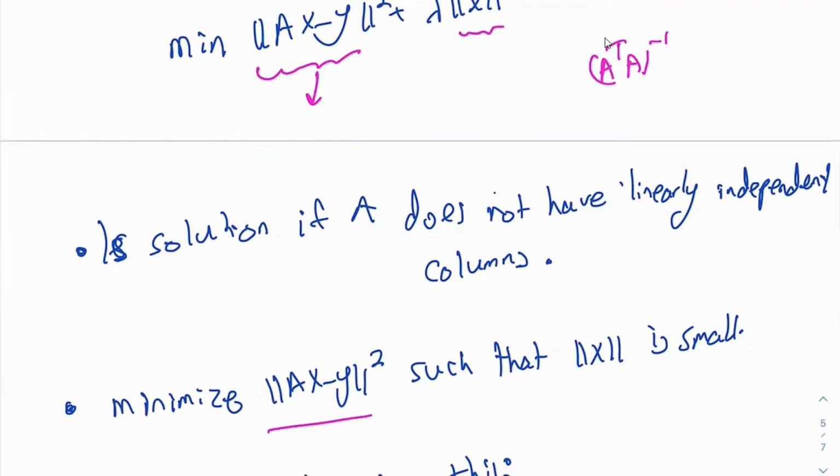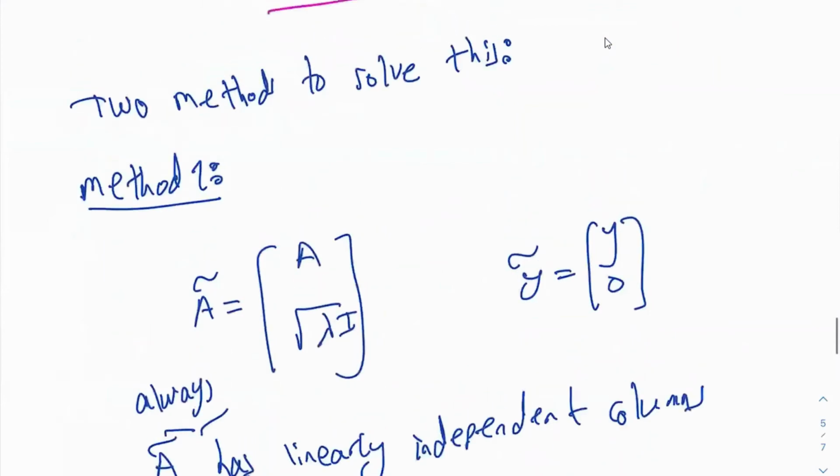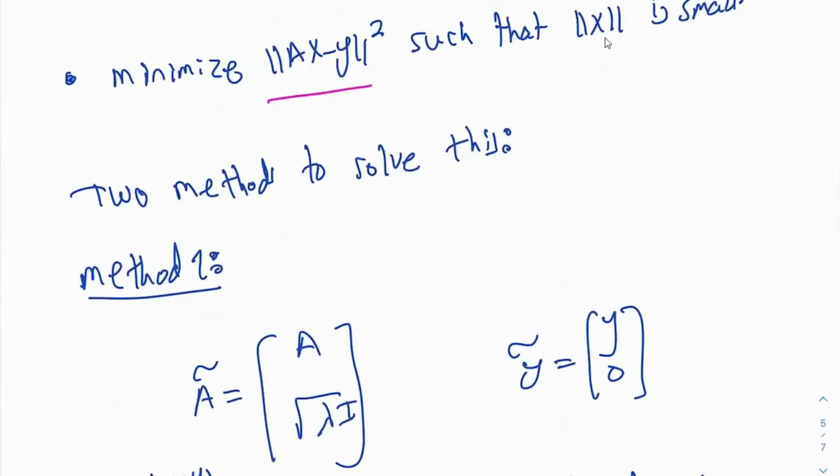So there are two ways to solve them. They are kind of similar, as I motivated before. There are two ways to solve this multi-objective problem. Let's go through both of these methods. Method one, using a stack matrix idea.